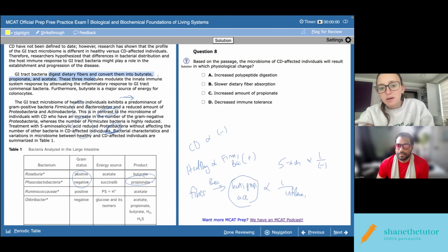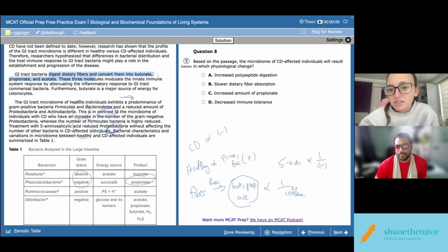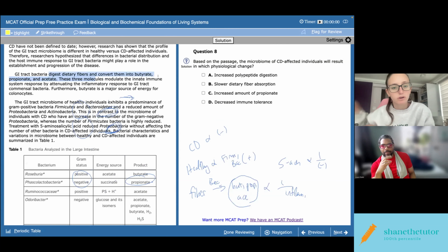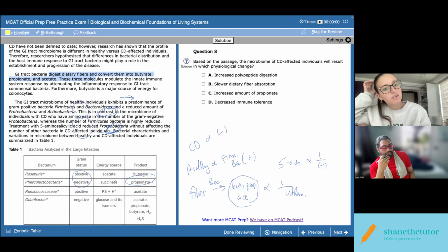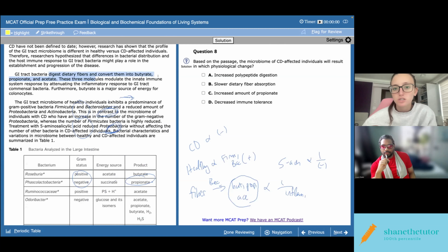I want to say I picked B, but that still seems correct to me. I know it's not necessarily slower, but just using context clues, you would imagine that somebody with Crohn's disease wouldn't be able to absorb fiber as well. But if it's a passage-based science question, are you allowed to use other information that you have?